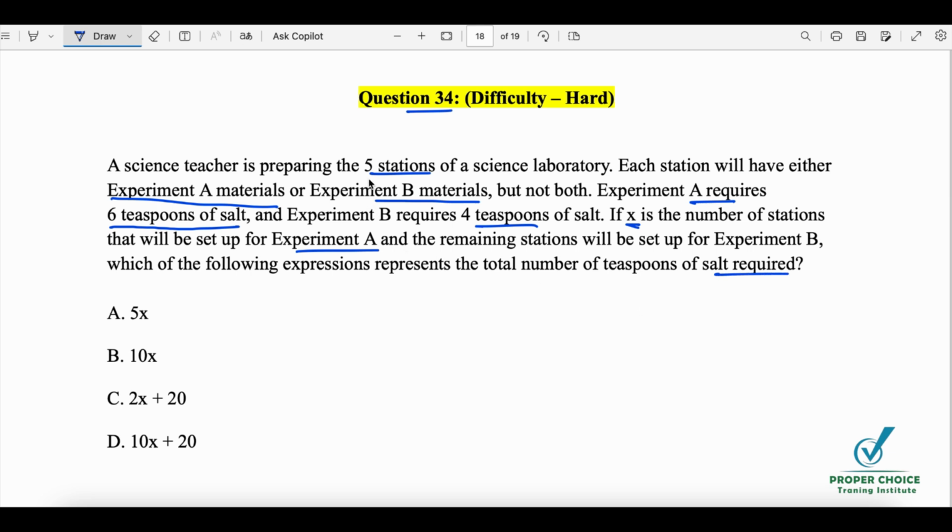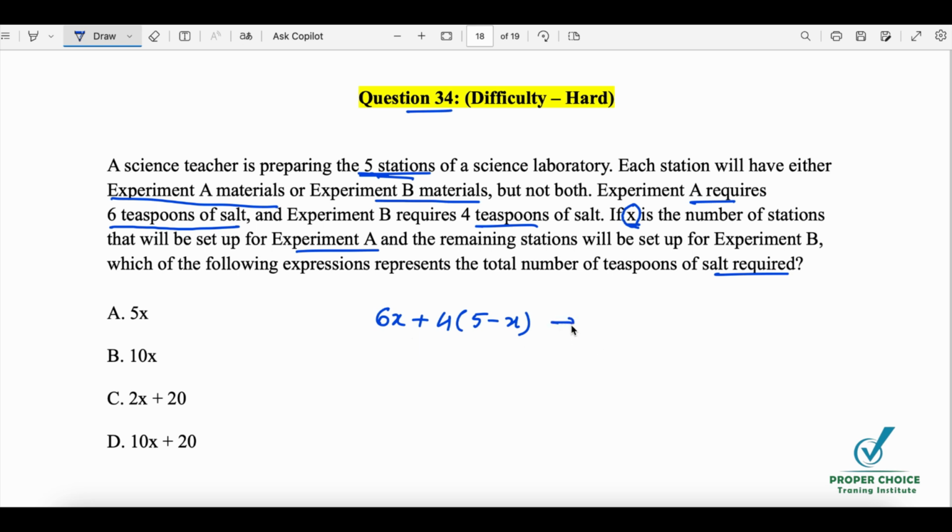As they clearly mentioned, there are a total of 5 stations. Among those 5, experiment A is set for x number of stations and experiment A needs 6 teaspoons of salt per experiment. So the total number of teaspoons of salt for A is going to be 6 times x, plus experiment B uses 4 teaspoons of salt, that is 4 times the number of stations for experiment B. Out of total 5, x has been set up for A, then the remaining 5 minus x is for B. So that is the total number of teaspoons of salt needed.